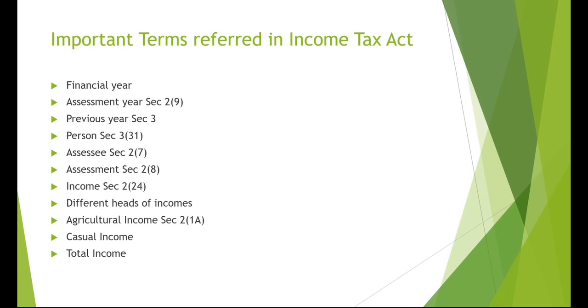Then the next one is agricultural income. Of course, India being an agrarian country, any income earned by way of agricultural operations is totally exempted under Section 10 subsection 1. Then what exactly is meant by agricultural income? That is defined by Section 2 subsection 1A here.